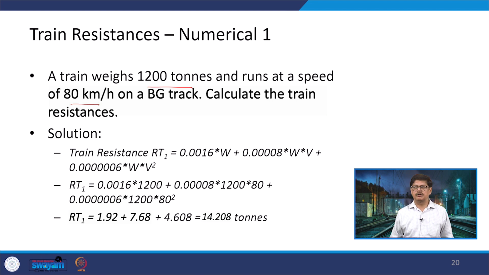Now, let us look at one of the numericals here. There is a train which weighs 1200 tons and runs at a speed of 80 kilometers per hour on a broad gauge track. We have to calculate the train resistance.